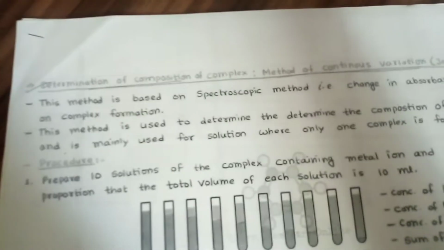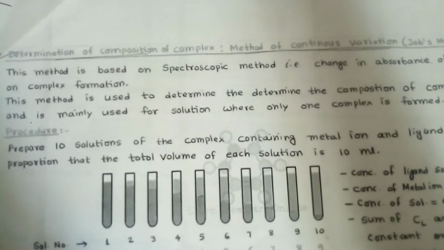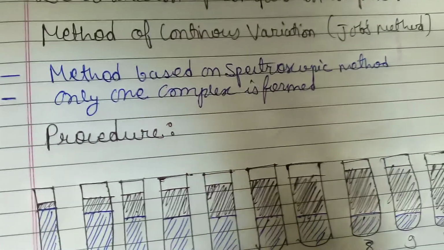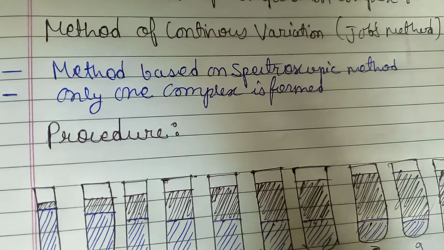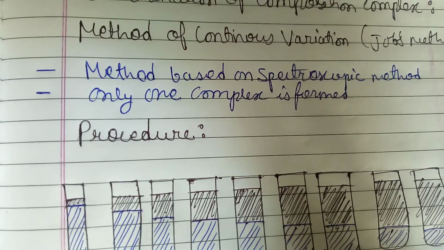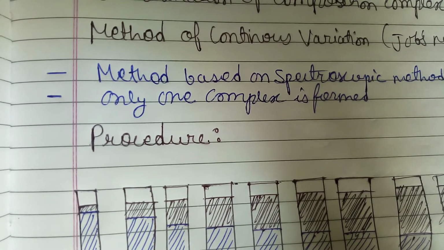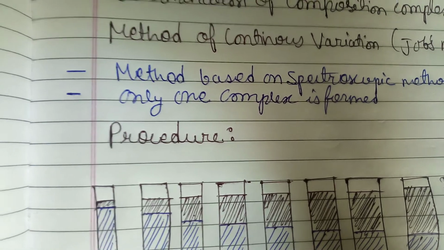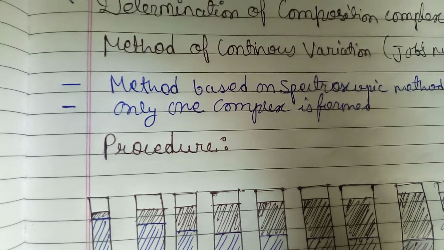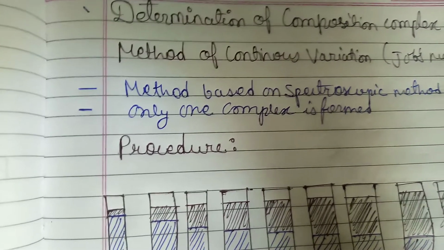This method is based on a spectroscopic method, the change in absorbance of the system on complex formation. This method is used to determine the composition of a complex and is mainly used for solutions where only one complex is formed. Procedure. Now we start with the procedure.